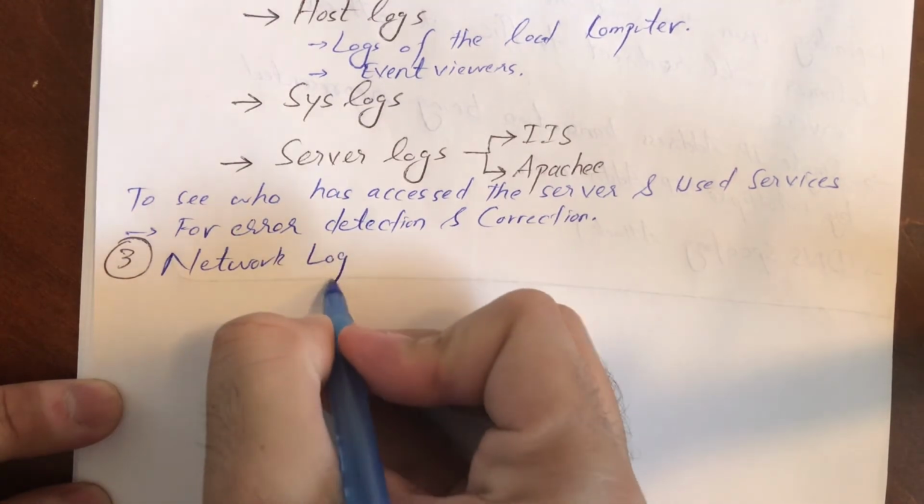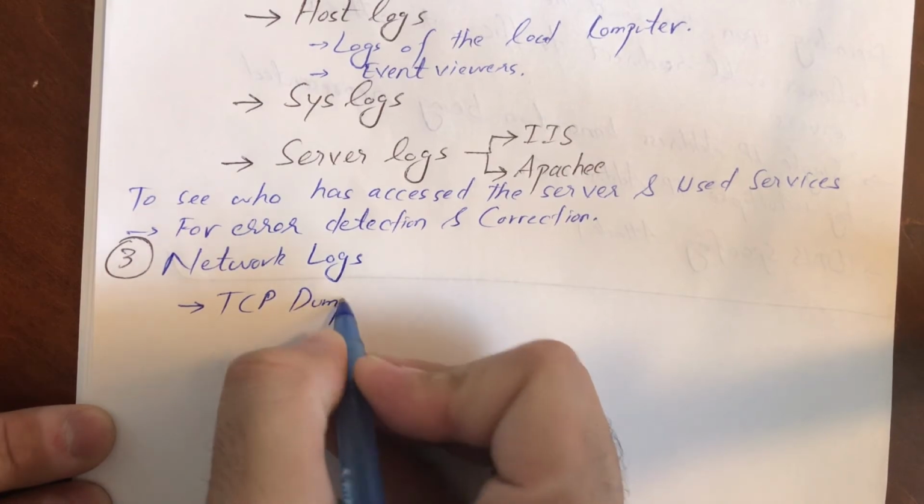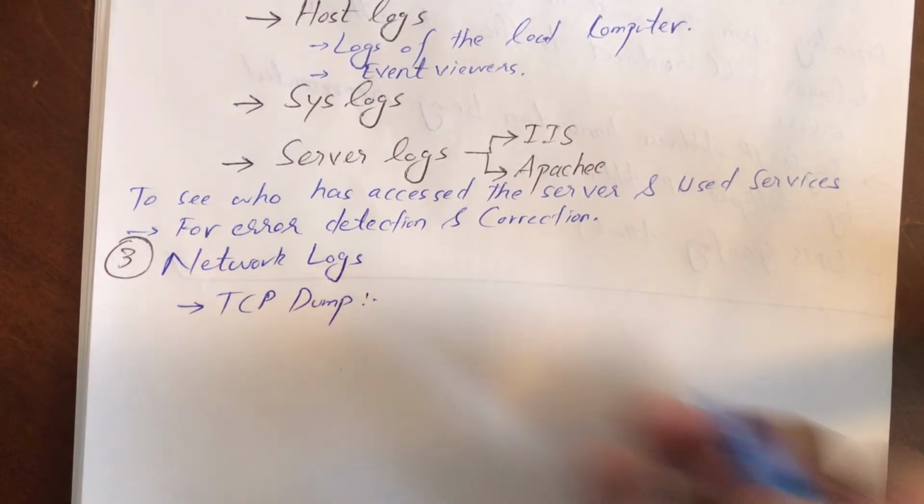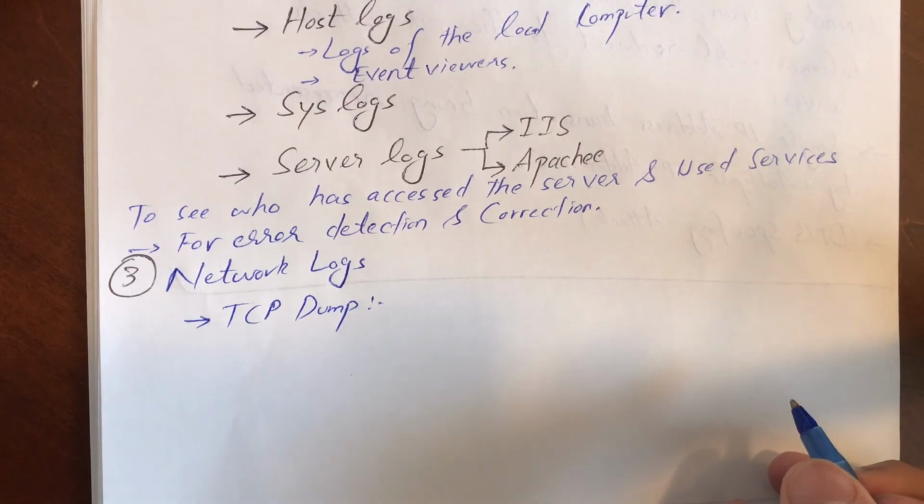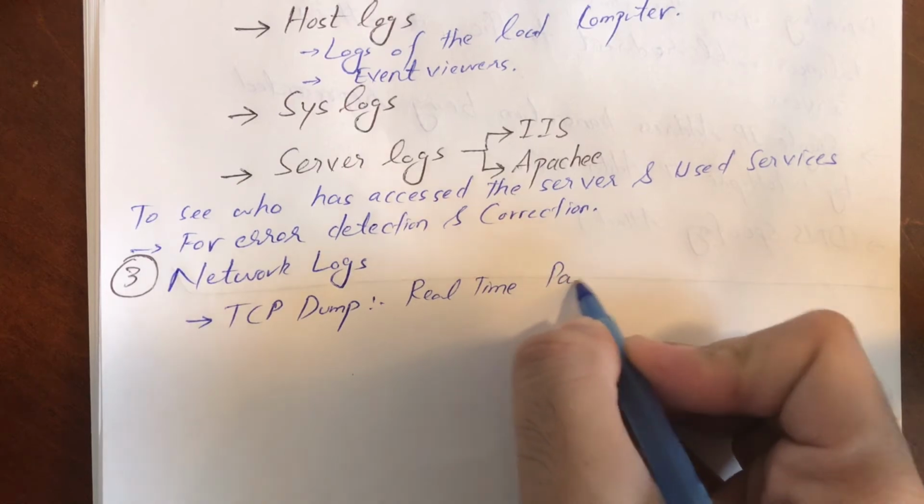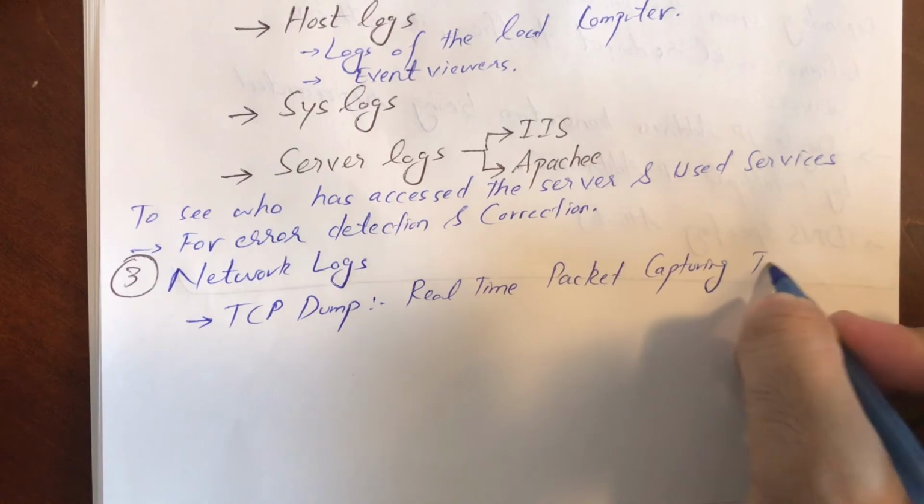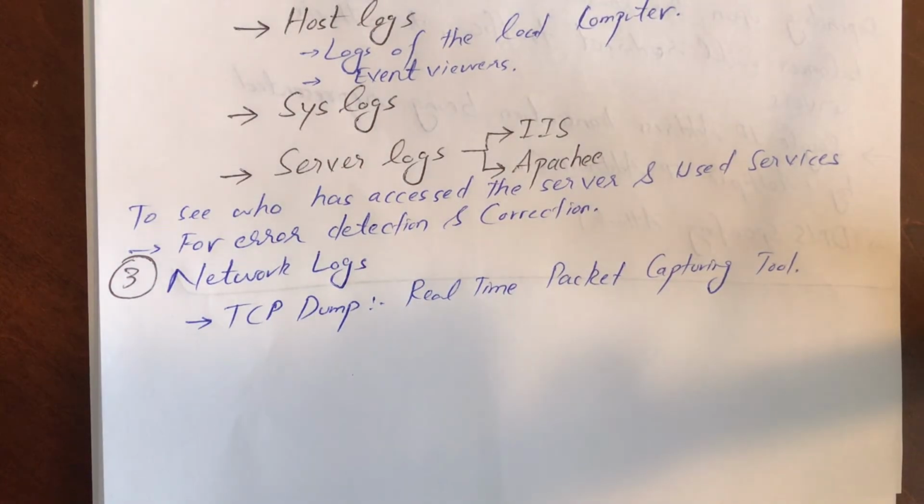Network logs. For network logs, the first tool is Tcp Dump. Tcp Dump is basically a tool that comes with Linux, especially with Kali Linux. We're going to use it in our lab. It is basically a real-time packet capturing tool. It's very simple. If you open your Kali Linux command prompt, or the hyperterminal, just type Tcp Dump, it will start capturing the packets, just like Wireshark, but basically it doesn't have any GUI, unlike Wireshark.